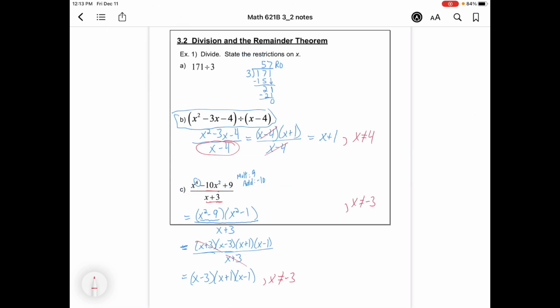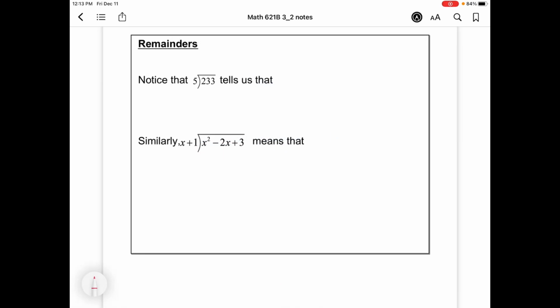In all three of these cases, there was no remainder. In other words, they divided out evenly. 171 divided by 3 was exactly 57. Nothing left over. But that's not always the case in division.